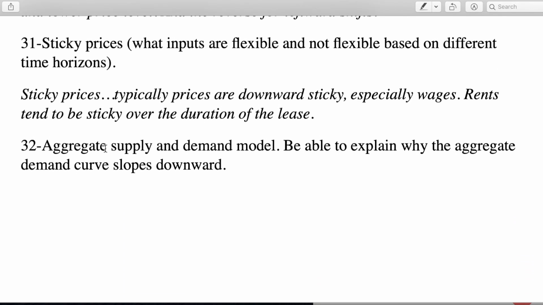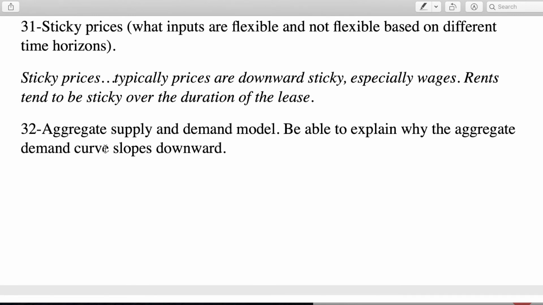When we're getting these shocks to the market and aggregate demand and aggregate supply are shifting, we're expecting some things are sticky. For instance, prices are sticky. So we're going to think about which inputs are flexible and not flexible based on different time horizons. In the short run, we're expecting prices to be really sticky, downward sticky, so difficult to lower, especially wages. Wages typically take a long time to go down.